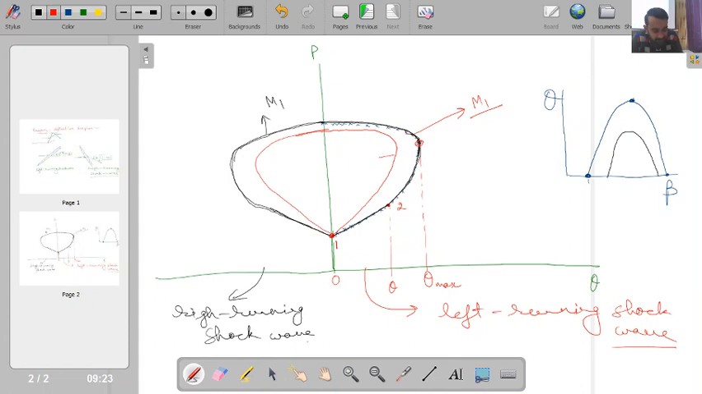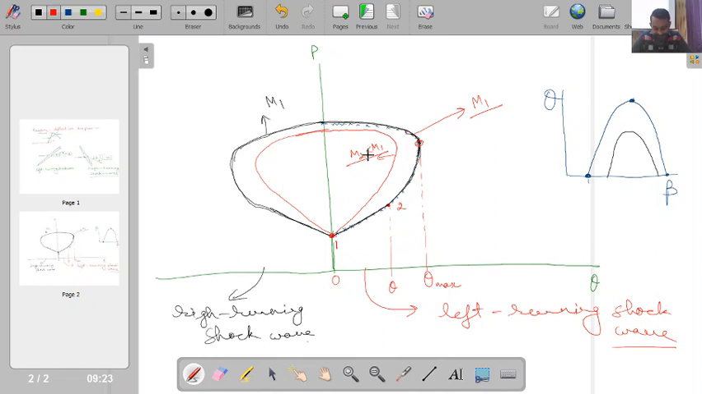So this is for M2, which is less than M1. Is this point clear? So this important diagram is called nothing but the pressure deflection diagram. This pressure deflection diagram, the P-theta diagram, can be used while analyzing the interactions of the shock waves.